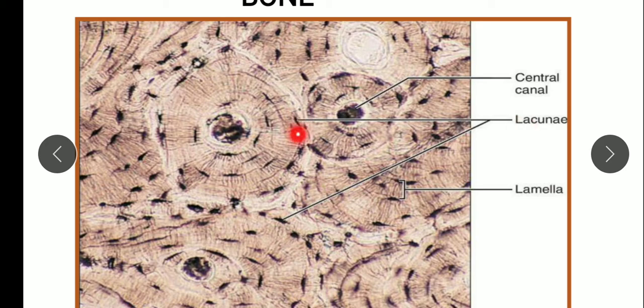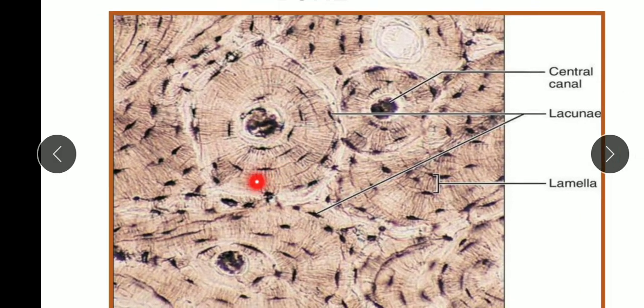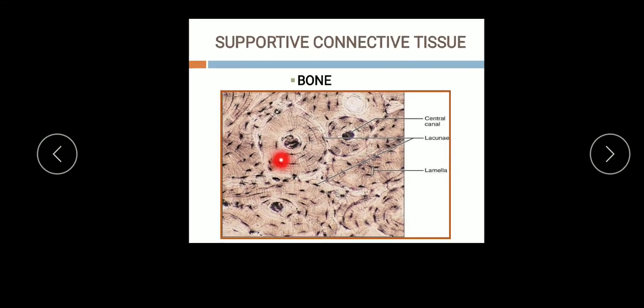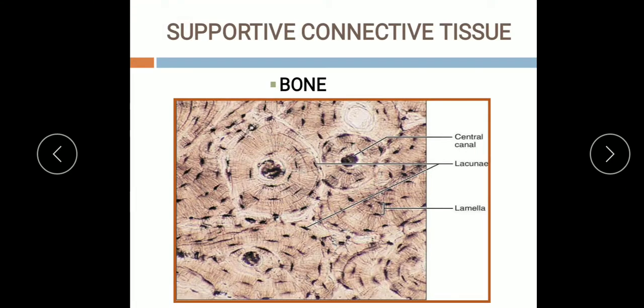So these are the lacunae, and bone has a good supply of blood vessels. Like cartilage, I said, there is no supply of blood vessels and nerves, but bones have a good supply of blood vessels and nerves, and have inorganic salts and living cells in them. So this is bone, which is a type of supportive connective tissue. The difference between bone and cartilage can be asked in the exam.